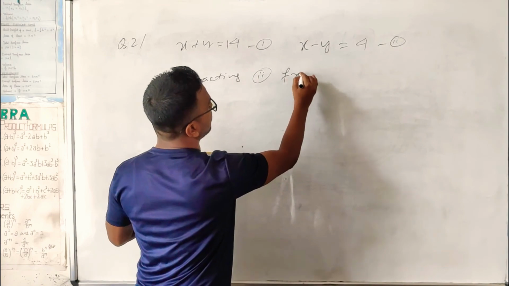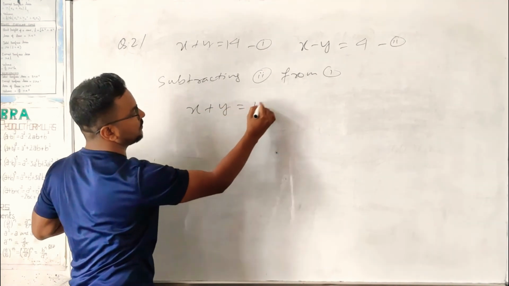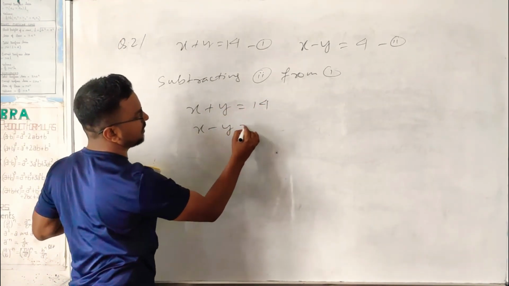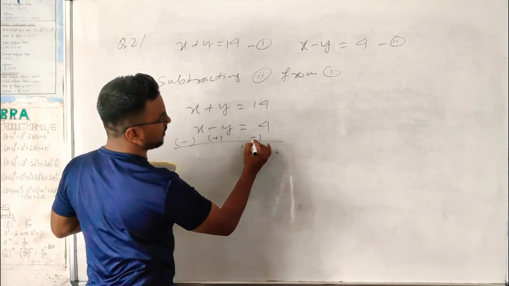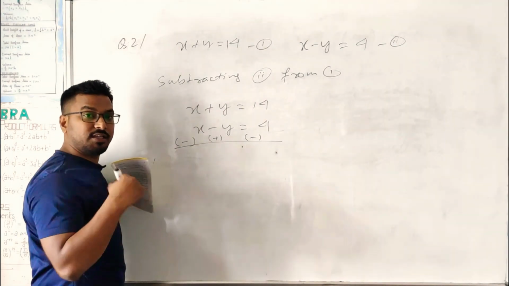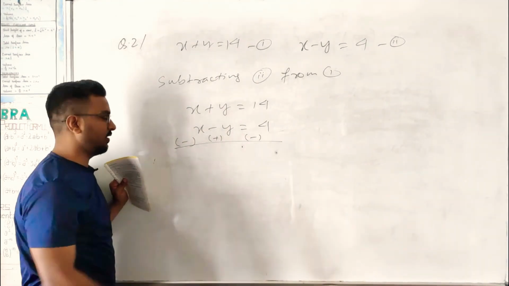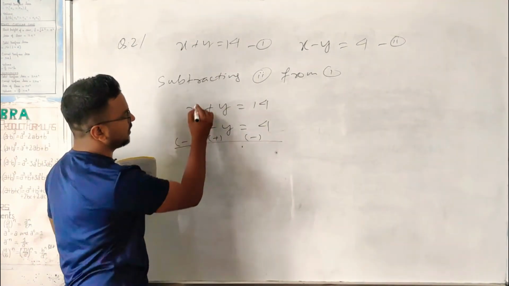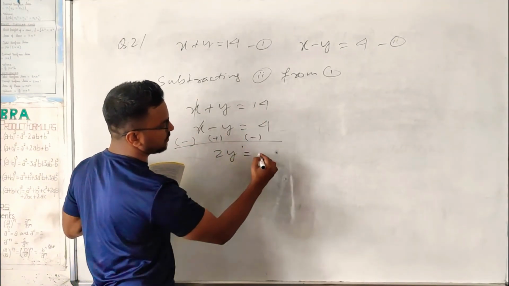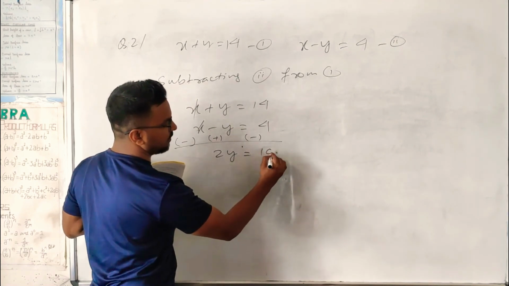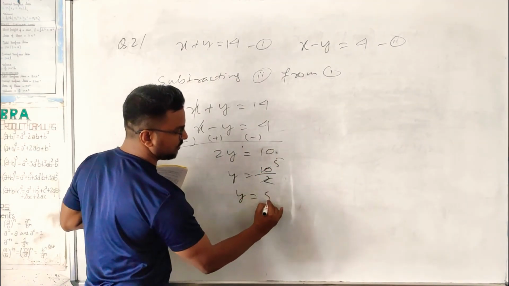Subtracting 2 from 1. Suppose you are subtracting equation 2 from equation 1. So you can write x plus y equals to 14, and x minus y equals to 4. If you subtract, then this will become plus and this will become minus. In case of addition also you can do it; in that case, y will get cancelled. Let me do it this way only. Subtracting, this x will get cancelled. Plus, minus minus plus, it will be plus 2y, and if you subtract, this will become 10. So y equals to 10 divided by 2, that is 5. So y equals to 5.